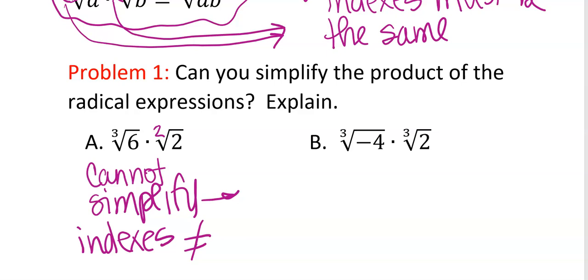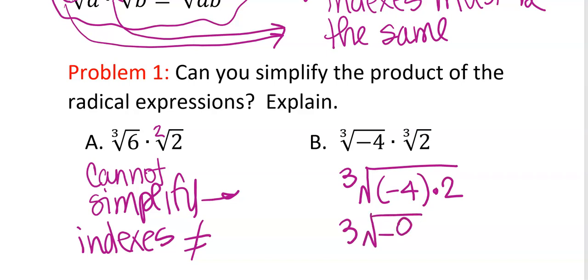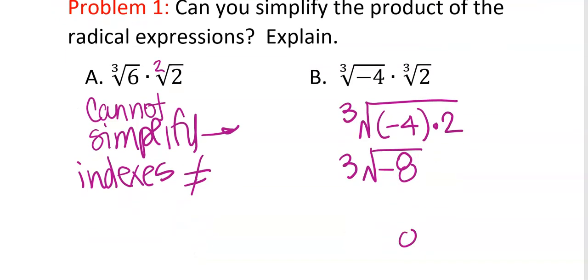Okay, what about the next one? We have the cube root of -4 and the cube root of 2. Are they both 3s? Yeah, so we can go like this, the cube root of, and it says to multiply the parts underneath. So we're going to take -4 times 2. So when we simplify, we get the cube root of -8. And what is the cube root of -8? Here's where we go back to the lesson we've already learned. So if it's a number, you can type it in your calculator, and you get -2.